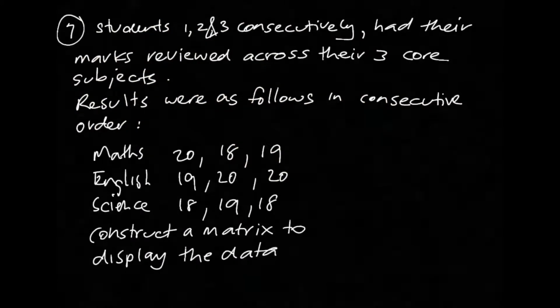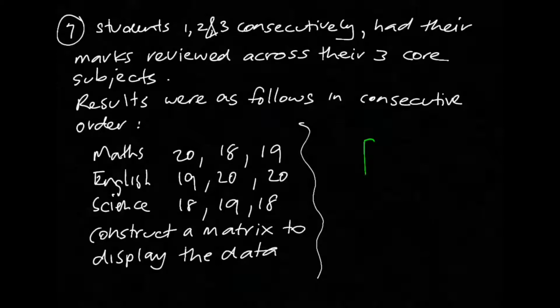Students 1, 2 and 3 had their marks reviewed across their 3 core subjects. Results were as follows in consecutive order. Maths 20, 18, 19. English 19, 20, 20. Science 18, 19, 18. Construct a matrix to display the data.